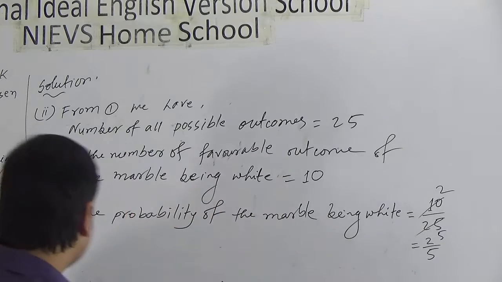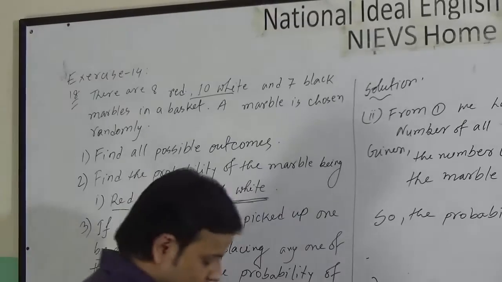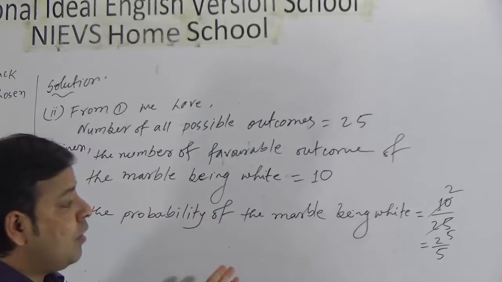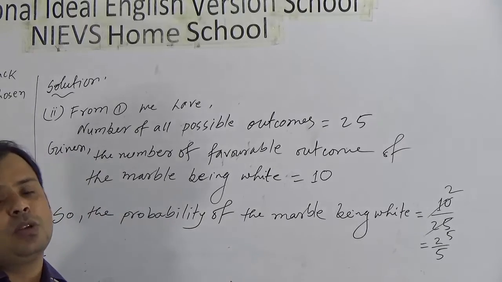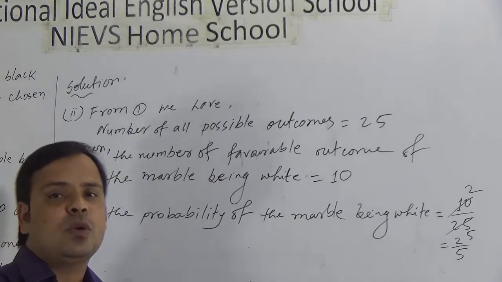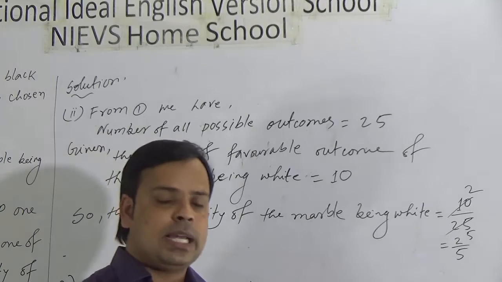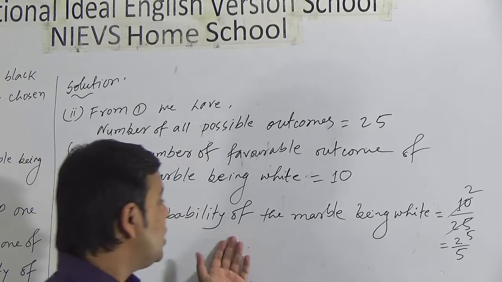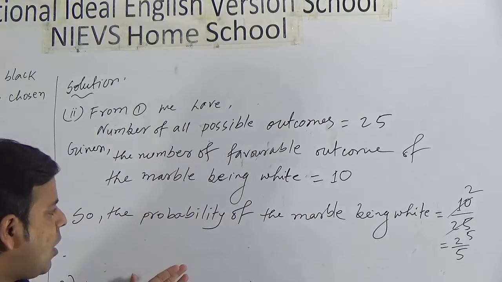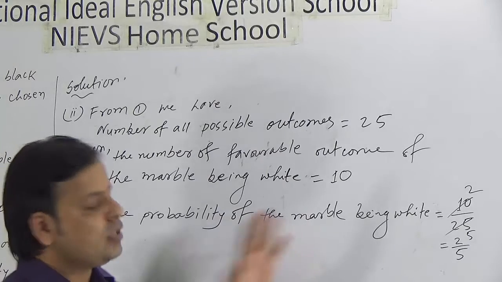But what is our question? The marble being not white. Dear students, you know that the sum of two mutually exclusive events is 1. So, if the probability of the marble being white is 2 by 5, then the probability of the marble being not white must be 1 minus 2 by 5.